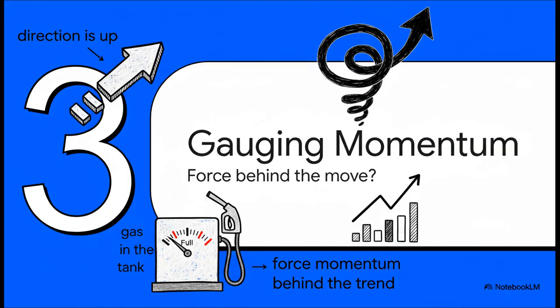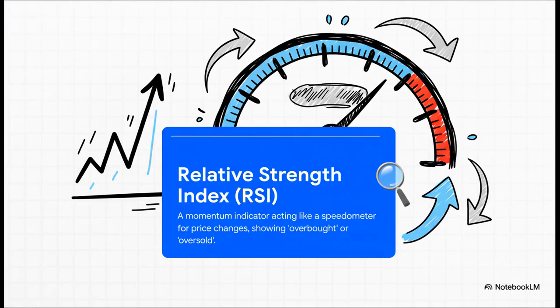The next logical question is, okay, but how much gas is in the tank? We need to figure out the force, or the momentum, that's actually behind this trend. Our first tool for this job is the RSI, or Relative Strength Index. And honestly, the best way to think about it is as a speedometer for the stock. It tells us not just the direction, but the speed of the price changes. Is it accelerating hard, or is it just kind of cruising along?